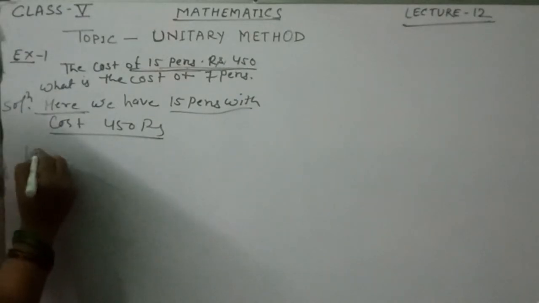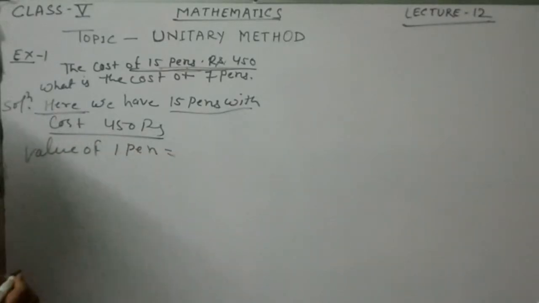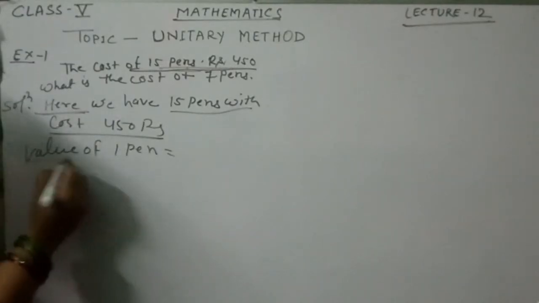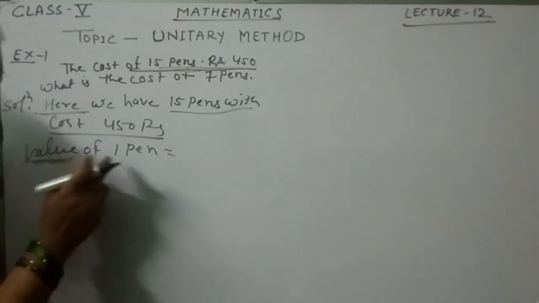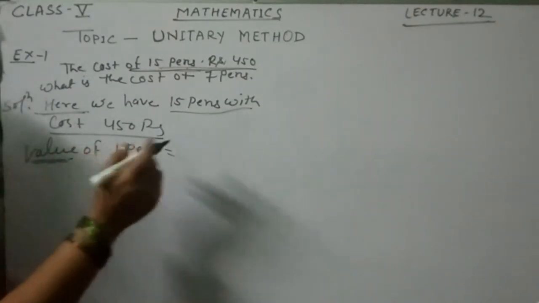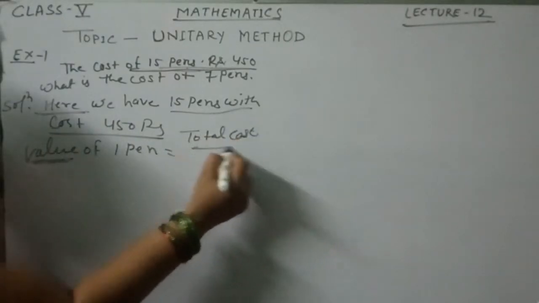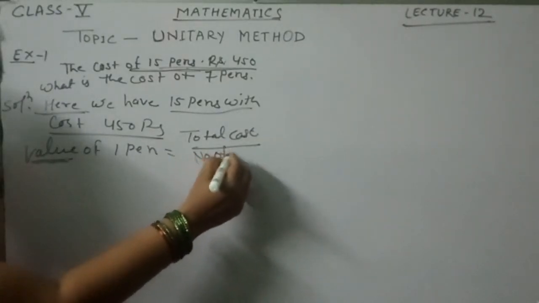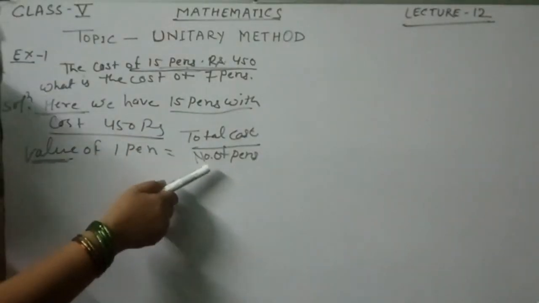Value of 1 pen. What is given here? Total cost. We have to find the cost. Value and cost are the same, meaning we have to find the cost of 1 pen or value of 1 pen, that is total cost divided by number of pens. How to find the value of 1 pen? Total cost divided by number of pens.